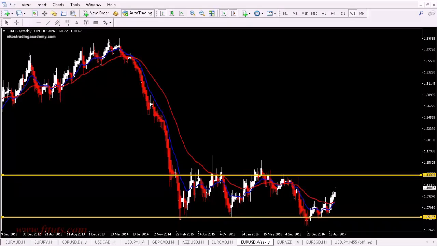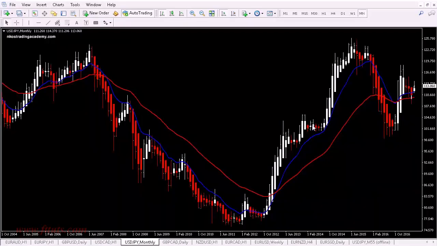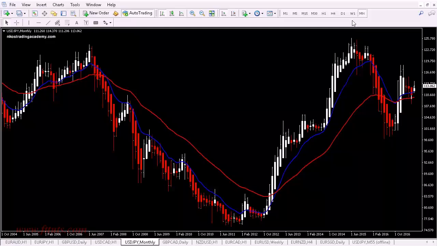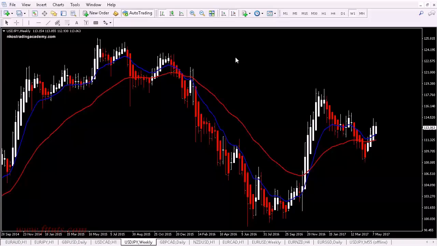Okay, let me give you another quick example. Okay, this one isn't that easy. On the monthly chart, you see it's kind of an uptrend, and then it's creating a lower high, but it's not clear if it's going up or down. On the weekly chart, it looks like this.